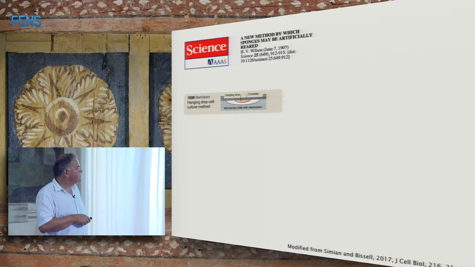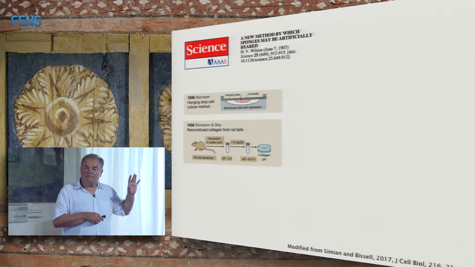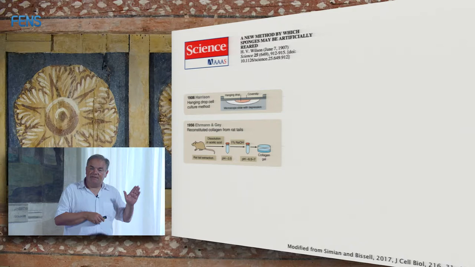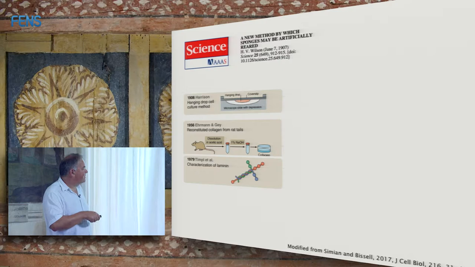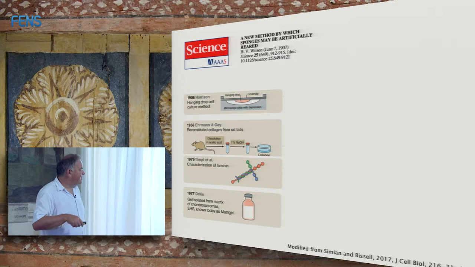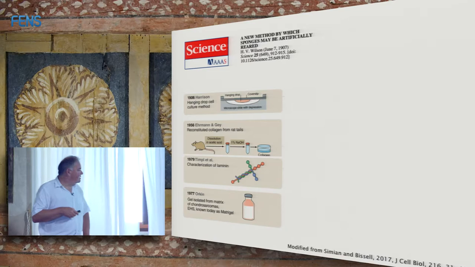And then there were a number of very important developments that led to the formation of extracellular matrix that can be used in organoid culture. This started from the reconstitution of collagen in the 1950s, to the characterization of laminin as an extracellular matrix protein, and then finally in 1977 the generation of the substance where most of my lab budget goes, which is known as Matrigel.